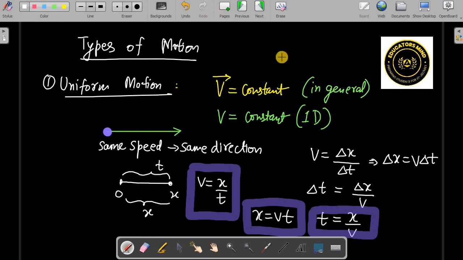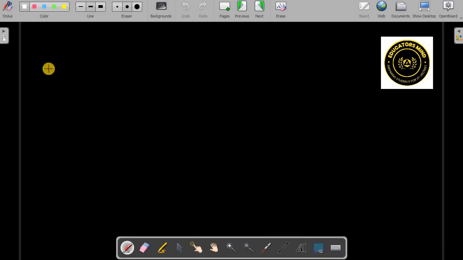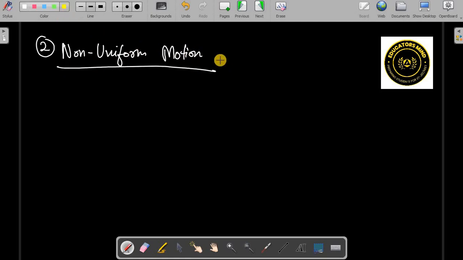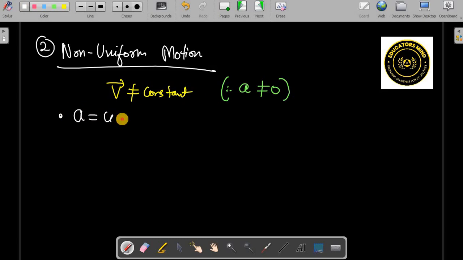Then next, let's go next. What is non-uniform motion? Non-uniform motion means the velocity is not going to be constant, right? So acceleration will not be zero. Now if acceleration is there, it can be constant acceleration. The acceleration can also be variable, not constant.